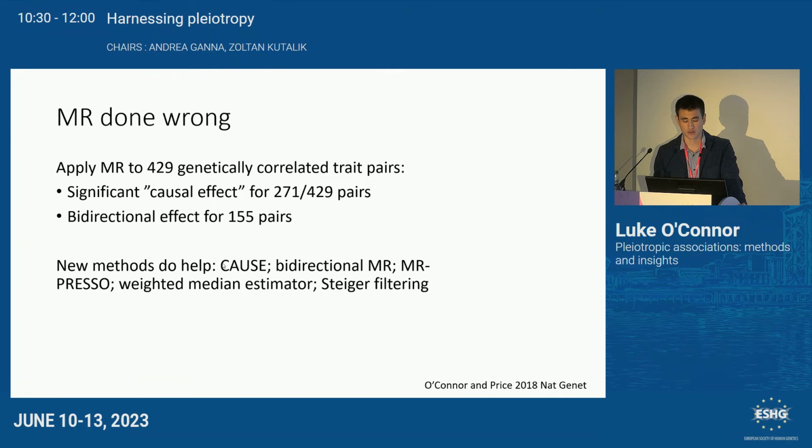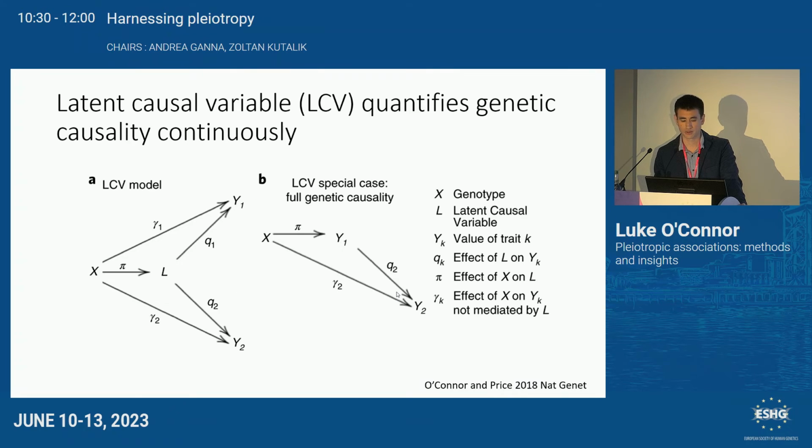There's a method I like called CAUSE. There are bidirectional approaches, which help quite a lot. There's a method called MR-PRESSO that tries to get rid of outlying genetic variants, so at least you can see that the correlation you see isn't just driven by a few variants. There's a weighted median approach, which has the same intuition, and also Steiger filtering is an important approach that helps especially with these bidirectional associations.